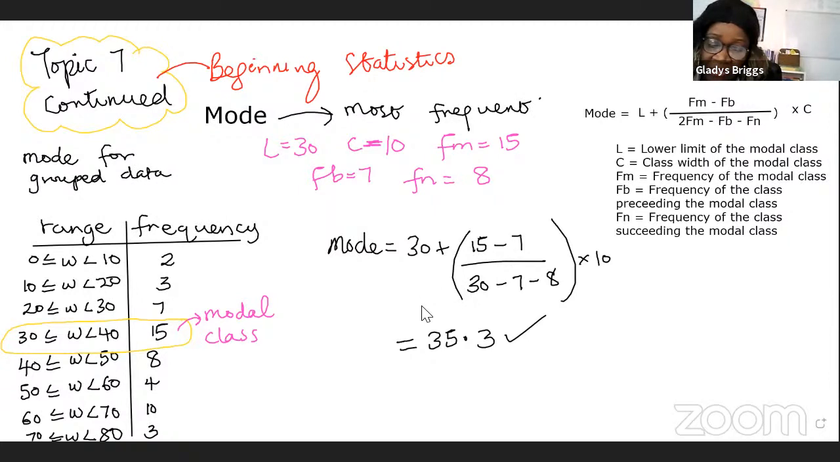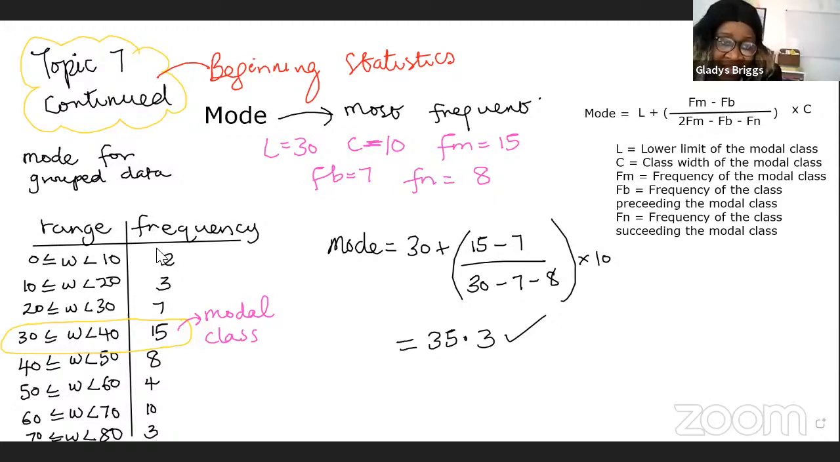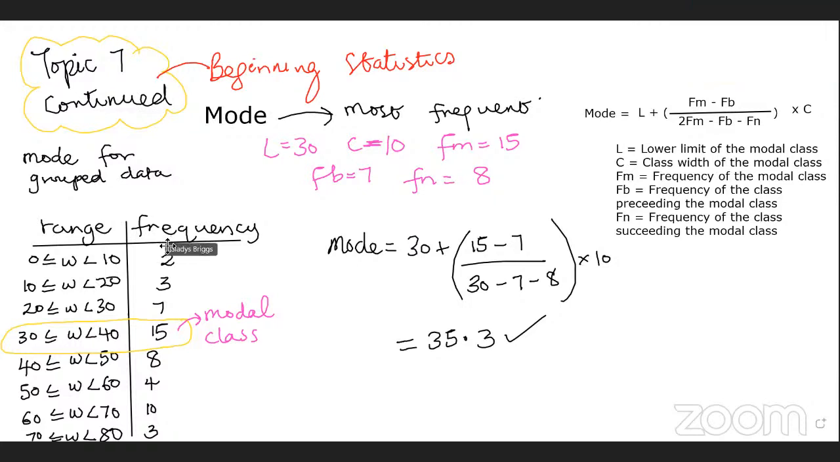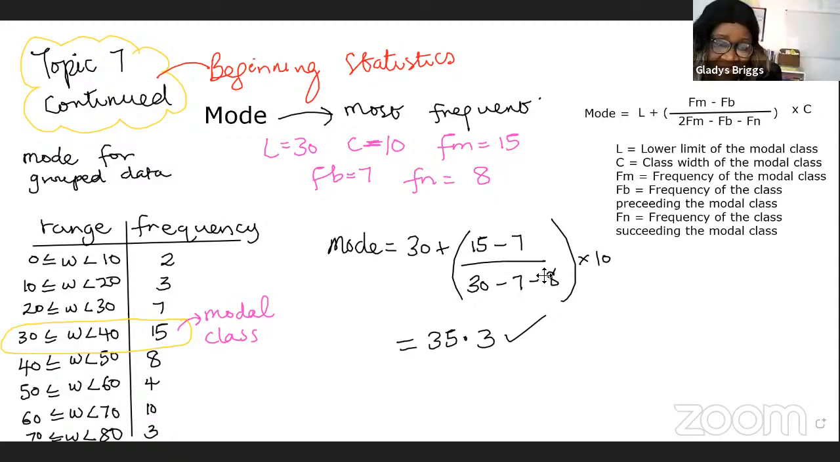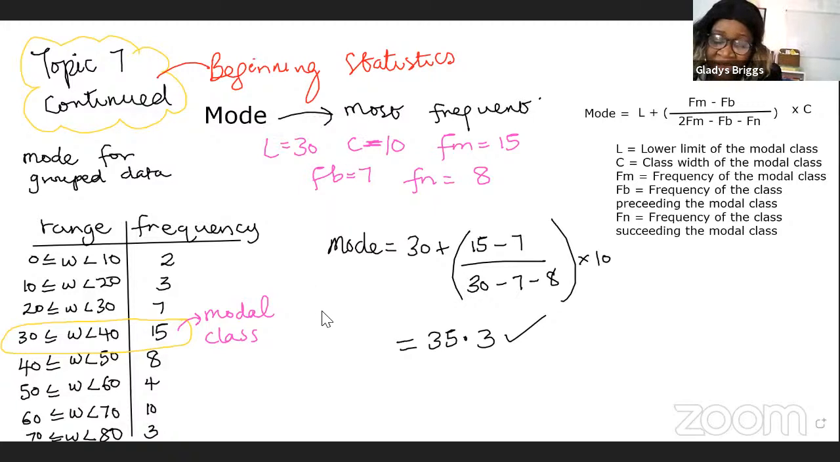So now you can have a go at this one for me. I got 33.8 instead of 35.3. How did you get 33.8? That's 30 plus, open brackets, 15 minus 7 over, 30 minus 15, okay. Now you got your answer, right? You know where the problem is.